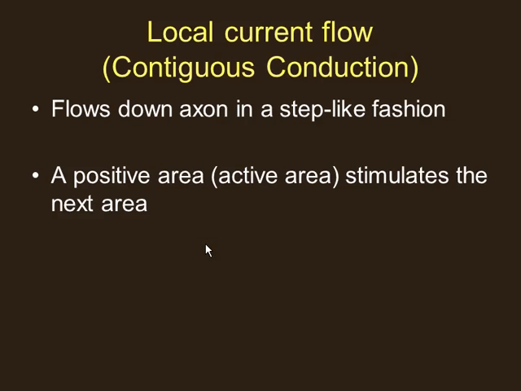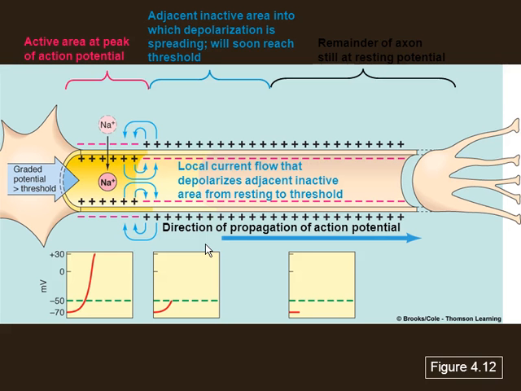So local flow is continuous, step-like, one after another, after another. Not fast. It always moves from the most positive area downstream. So if we're starting at the axon hillock here, it goes here, to here, to here, all the way down, one at a time, like a chain of dominoes, until it hits the terminal.